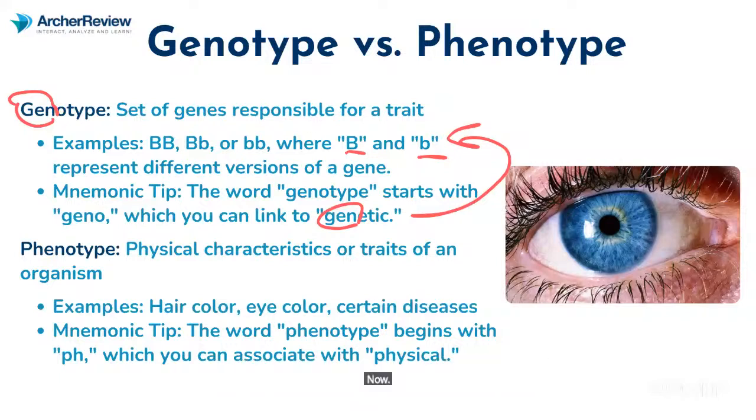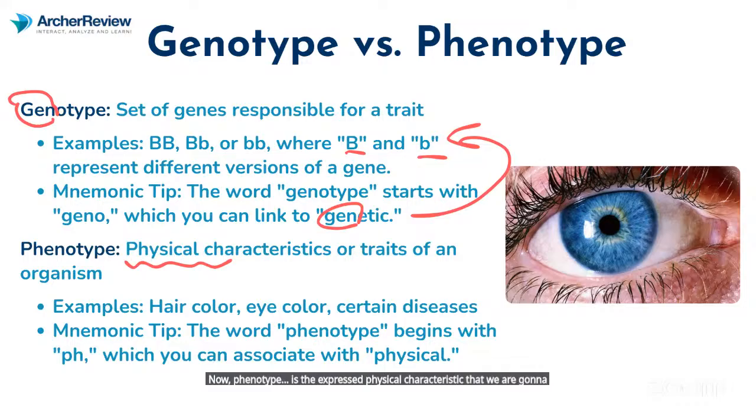Now, phenotype is the expressed physical characteristic that we are going to see, such as hair color, eye color, certain diseases. Okay, so let the phenotype, pH, physical, remind you that this is the physical characteristic that you're going to see.